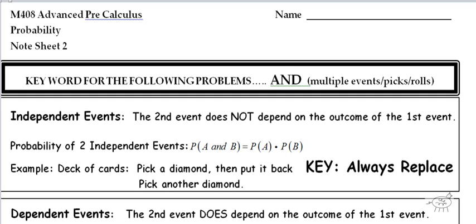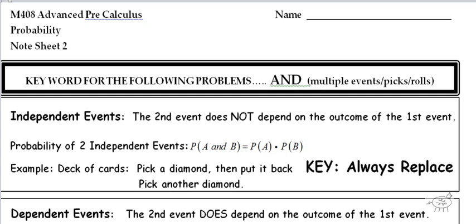The thing I have on top of this note sheet says the keyword for the following problems is the word "and." "And" is really important. We talked about "or" the day before. It's like a single roll or a single flip of a coin, a single event. "And" is going to be multiple events or multiple picks or multiple rolls. It's really, really important you understand that. When you see the word "and," always look for the word "and," look for the word "or."